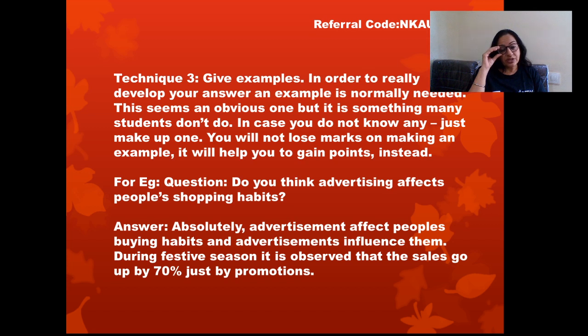Instead of saying yes, you can use the word absolutely. Advertisements affect people's buying habits, and advertisements influence them. He means to say that yes, advertising affects people's shopping habits. Instead of repeating the question, he just answered absolutely. Instead of shopping habits, he is using people's buying habits, and advertisements influence them to buy whatever the item is.